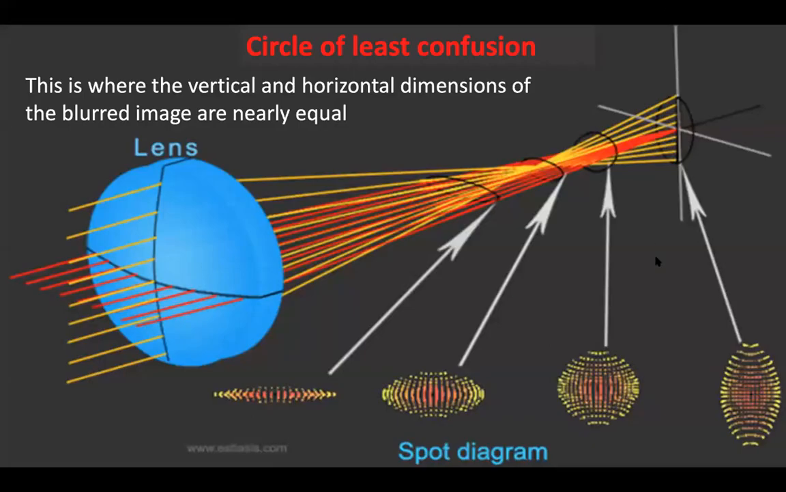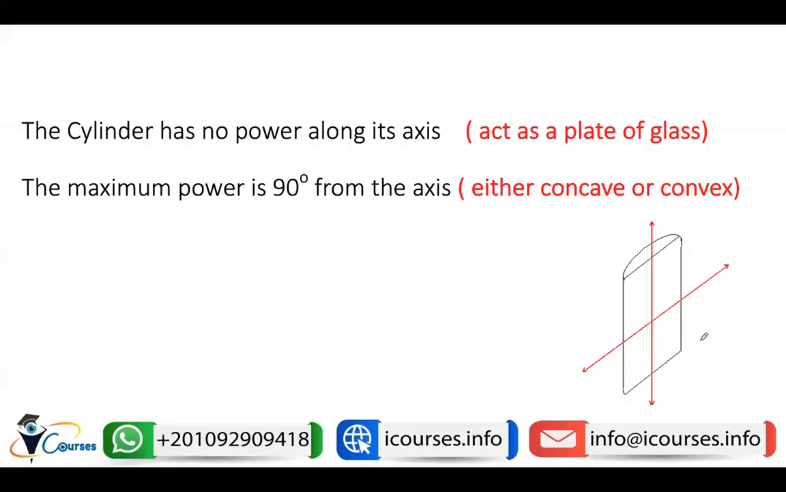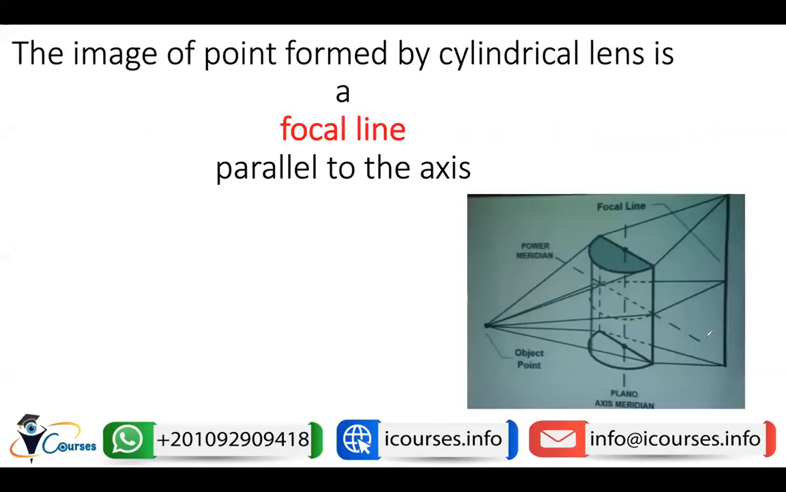Here is the toric lens, and you can see that the toric lens is forming two line foci. This is the first one, and this is the second one. They are perpendicular to each other. The cylinder, as we mentioned, has no power along its axis, and the maximum power will be at 90 degrees from its axis. Let's see this illustration, which will summarize it all.